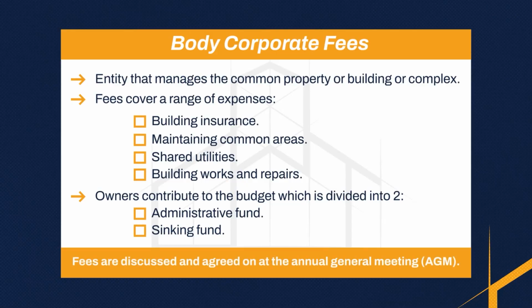Body corporate fees are calculated by adding the total amount required to maintain and manage the building each year and dividing that among the owners depending on their proportion of ownership. The fees are agreed on at the annual general meeting or AGM in which all owners in the building can vote. Next up, we have insurance fees.